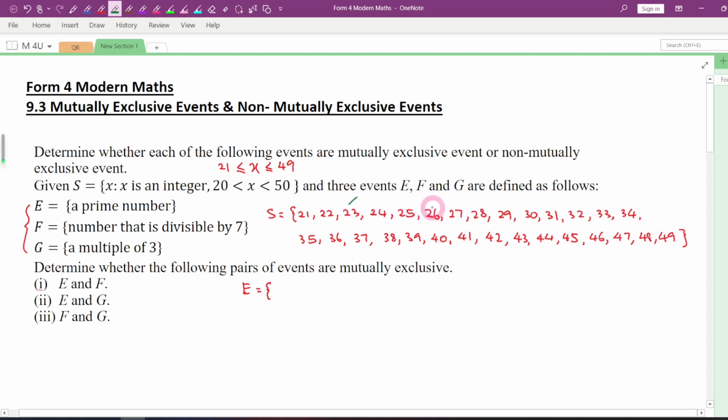Then followed by 29, 31, 37, 41, 43, 47. Okay, let me write down all the elements within this range, all the prime numbers within this range first. 23, 29, 31, 37, 41, 43, and 47.